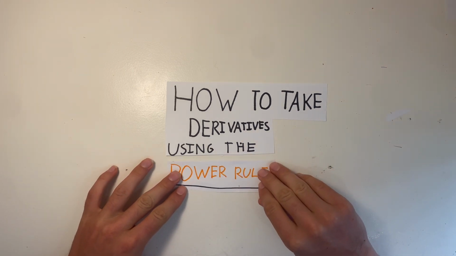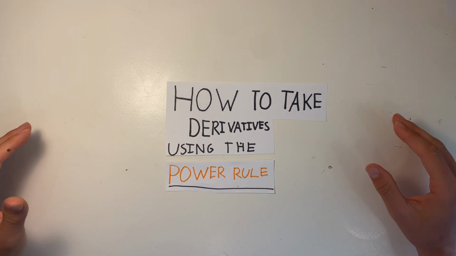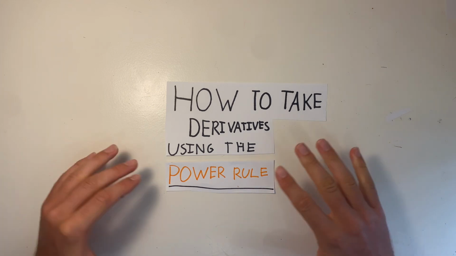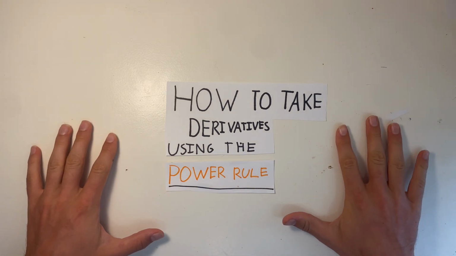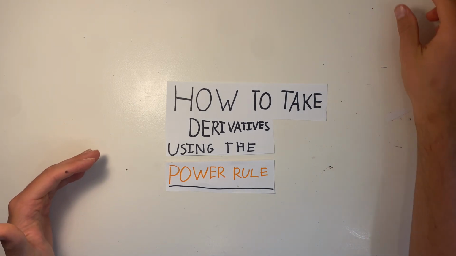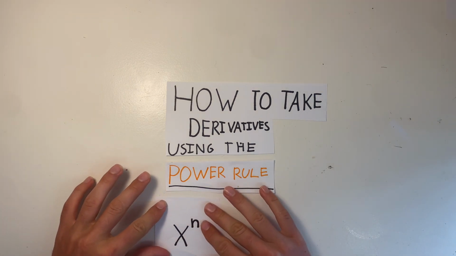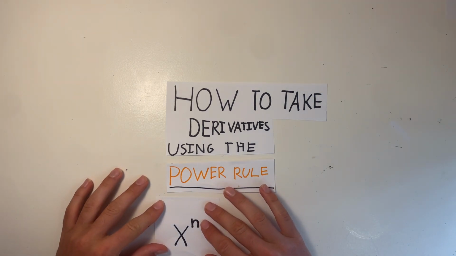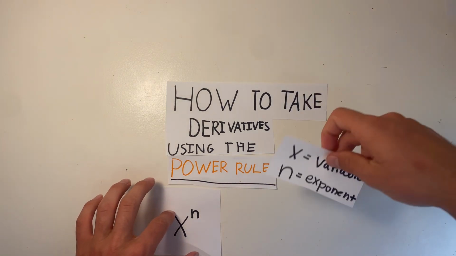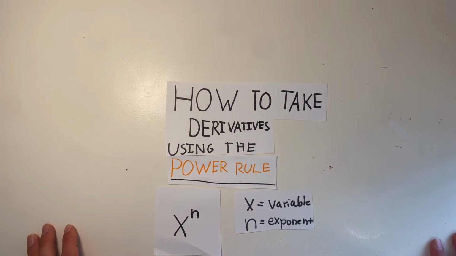So the power rule is the most important rule in taking derivatives, in my opinion. So you need to know this rule to do pretty much any derivatives of functions. So let's get started. What is the power rule? Say we have some function, x to the n, right? And in x to the n, x is a variable, and n is an exponent.